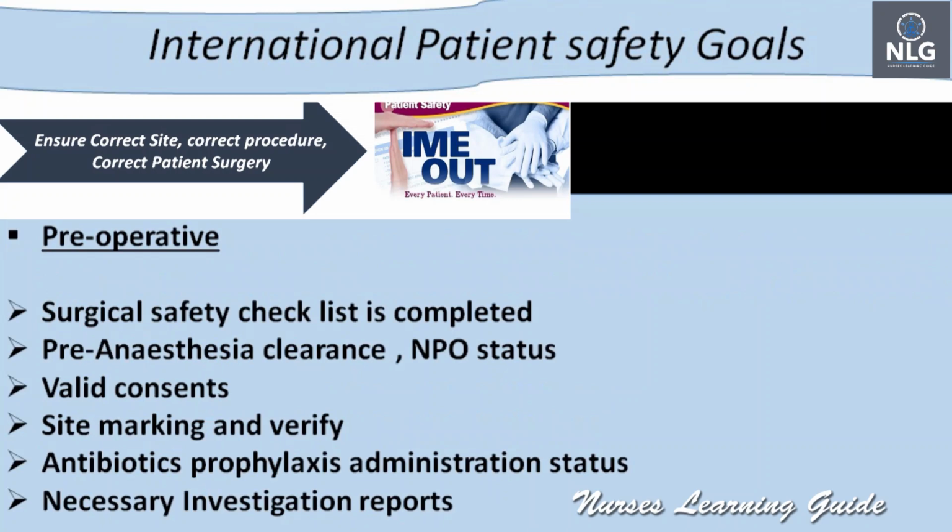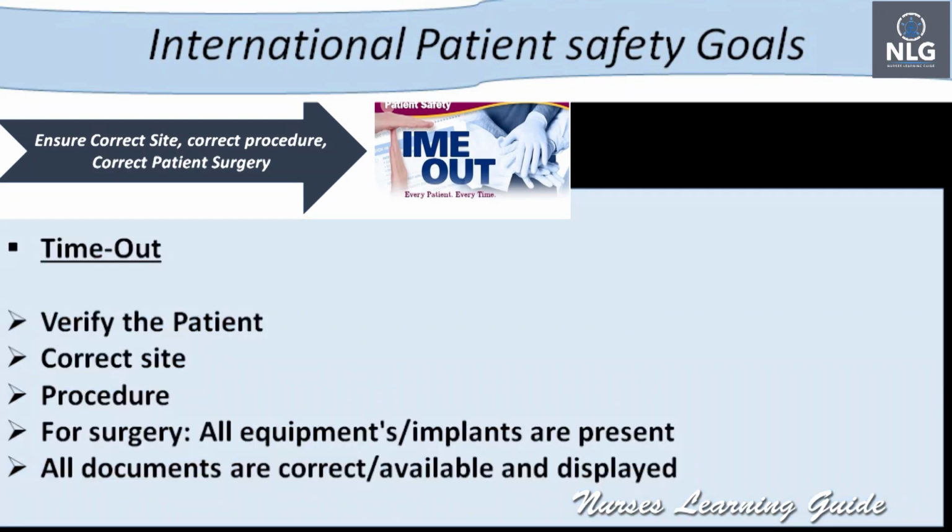The pre-operative surgical safety checklist should be completed: pre-anesthesia clearance, NPO status, valid consents, site marking and verification, antibiotic prophylaxis administration status if so, and necessary investigation reports as well. Coming to timeout, we need to know all these things: verify the patient, correct site, procedure for surgery, all equipment and implants are present, all documents are correct and available and displayed.